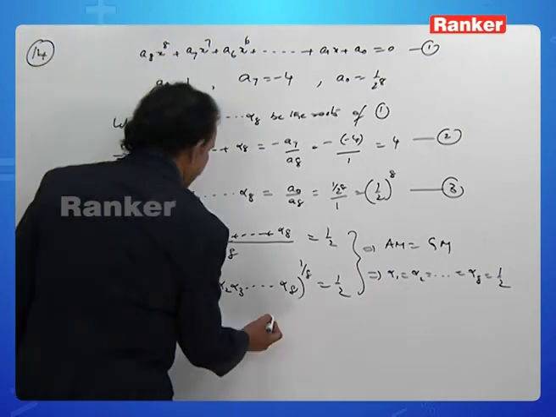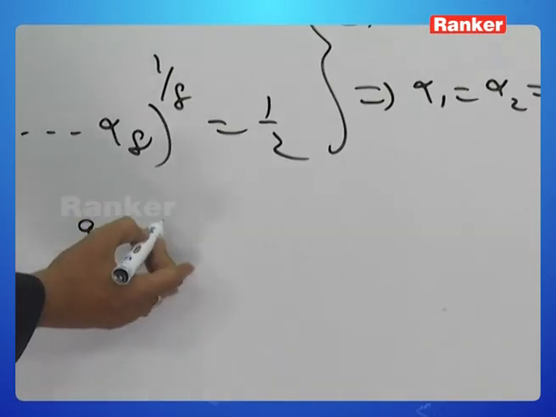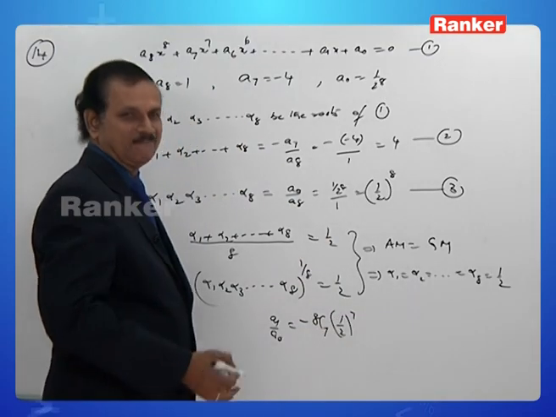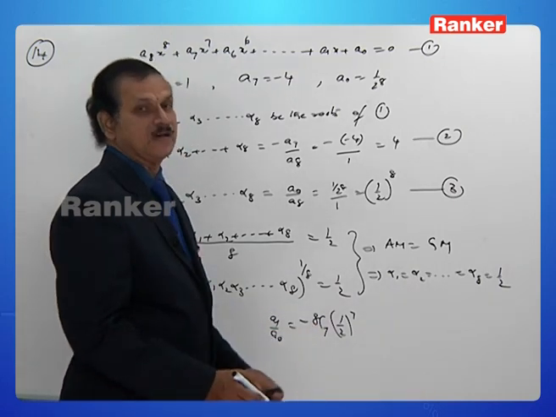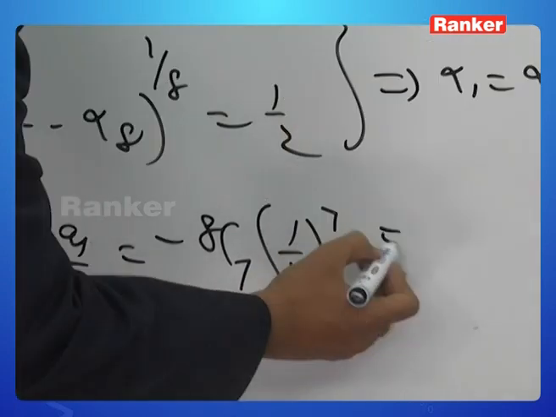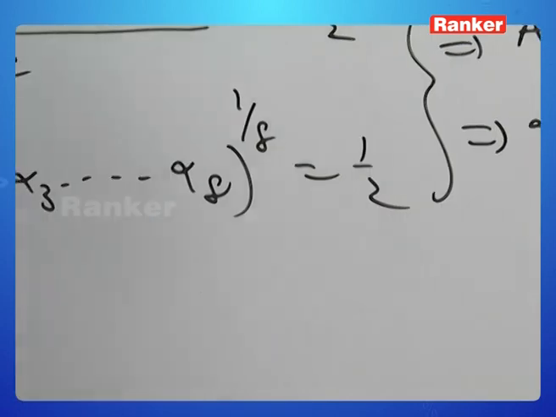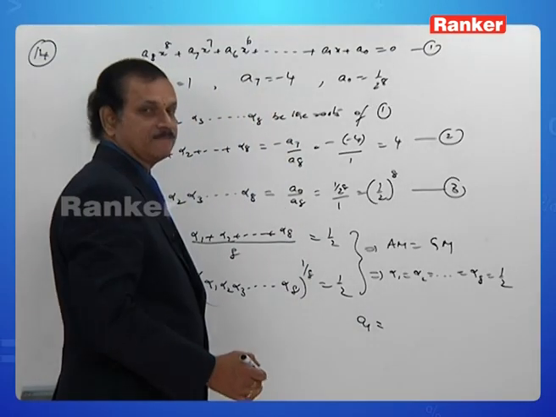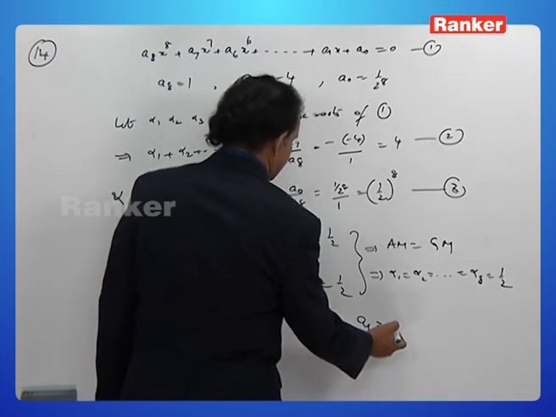Therefore, A1 by A0 is equal to minus 8C7 half power 7, because every root is half. What is minus 8C7? 8C7 is nothing but 8C1. 8C1 is nothing but 8. 8 is nothing but 2 cube. 2 cube by 2 power 7. What does it mean? Minus 1 by 2 power 4. But A0 is of course 1. A1 occurs in the sum of the products of the roots taken 7 at a time.